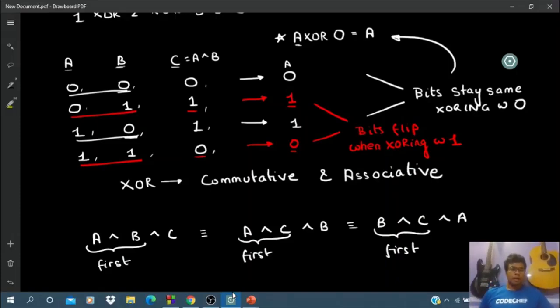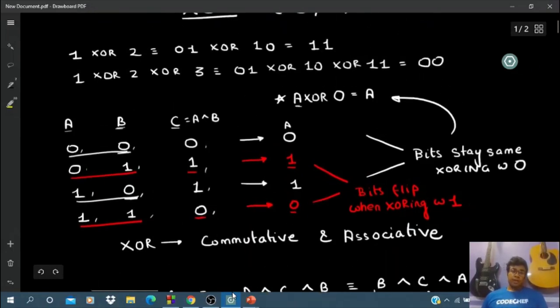And that is what I mean by the XOR operator being commutative and associative. As you can see here, A XOR B XOR C, it doesn't matter if I XOR A and B first or not. It doesn't matter if I XOR A and C first or not. It doesn't matter if I XOR B and C first or not. The answer will be the same in each of the cases. This is one more thing to keep in mind. So let's do an example.